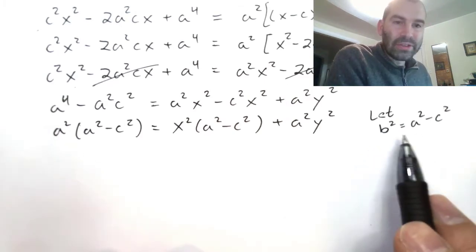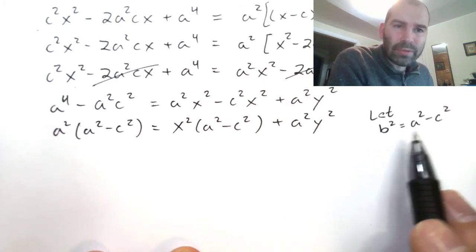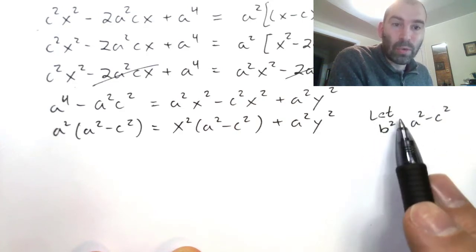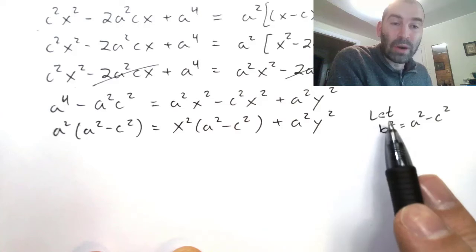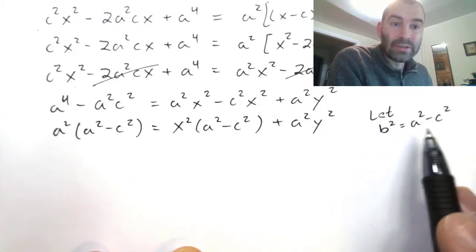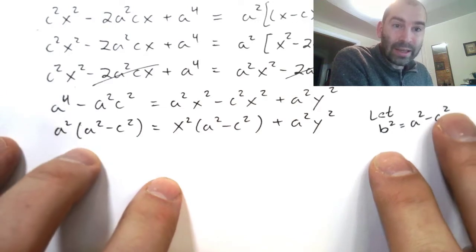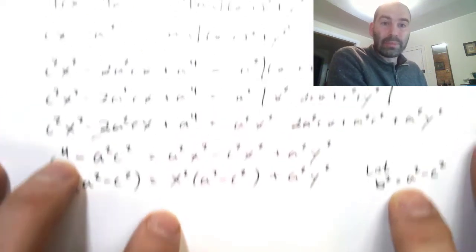Well, now you might be concerned here. You might be saying, well, wait a minute, how can we do this? What if a squared minus c squared is negative? Then we couldn't represent it as the square of a number, right? Because the square of a number is always non-negative. So this could be problematic. It's not for sure right now that we can get away with this, right? But let's go look at the picture.